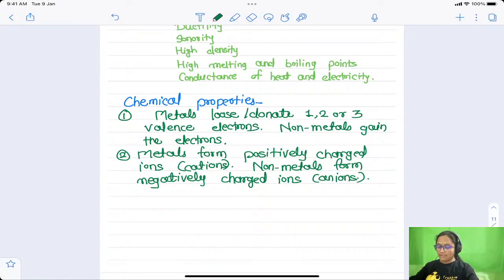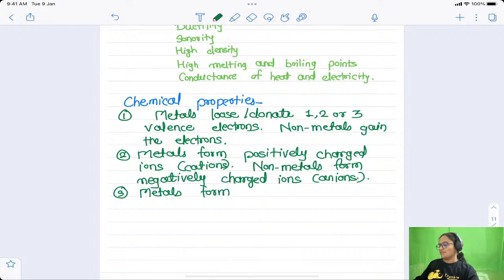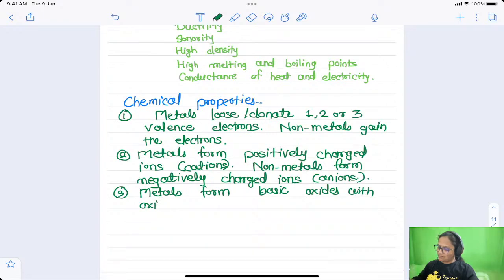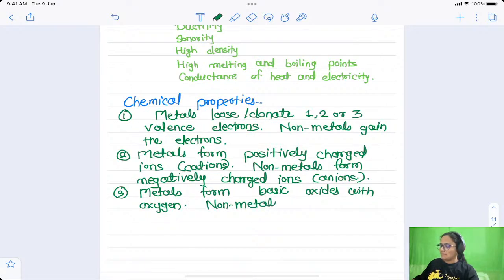Then the next property: metals form basic oxides with oxygen, and non-metals form acidic oxides with oxygen, right?